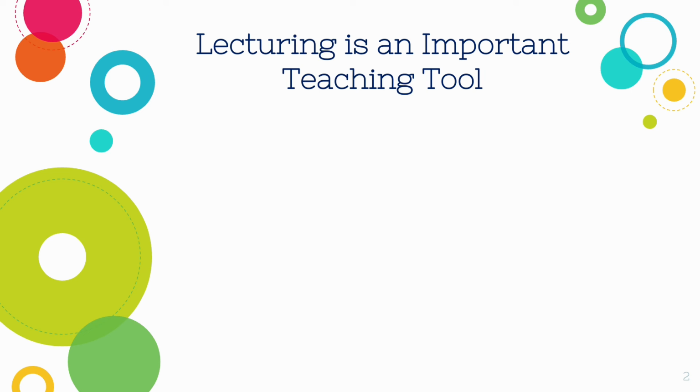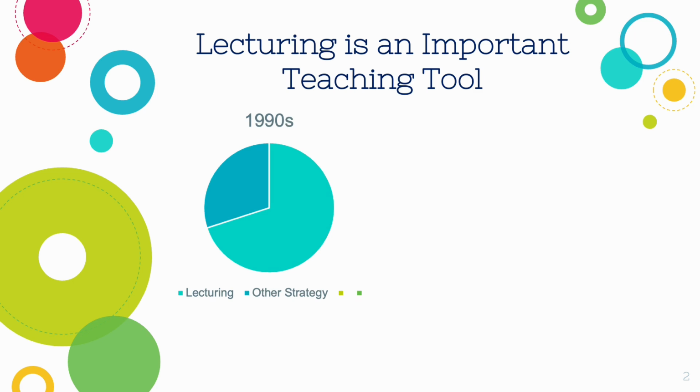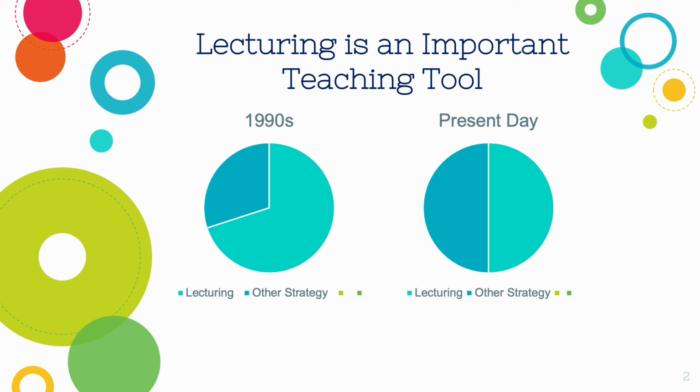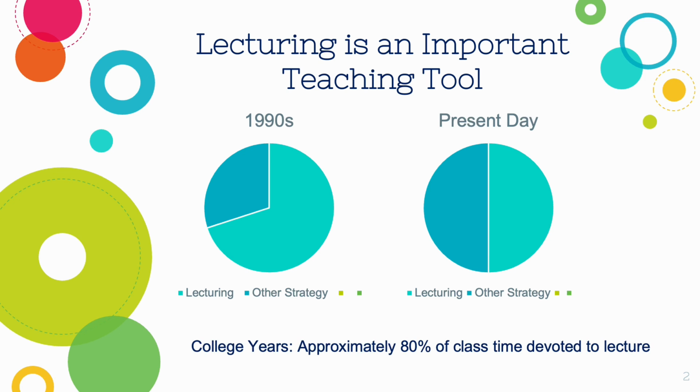Despite the many instruction options available to teachers, they still rely heavily on lecturing, especially in secondary schools. Back in the early 90s, teachers spent about 70% of their class time lecturing. Compared to present day, teachers have reduced their lecture time to 50%, which still accounts for a large amount of their day. A goal of secondary teachers is to prepare their students for college, where approximately 80% of their class time will be spent listening to lectures.